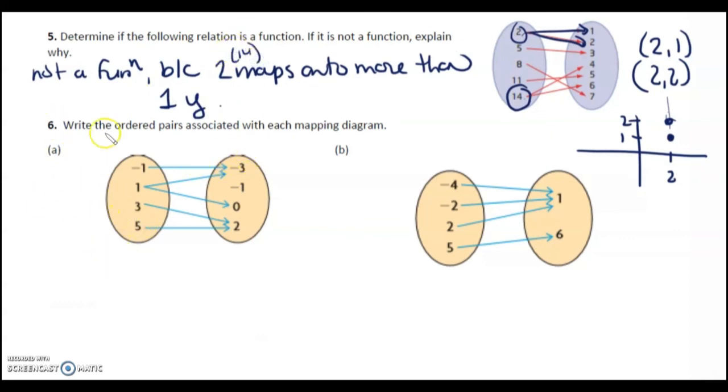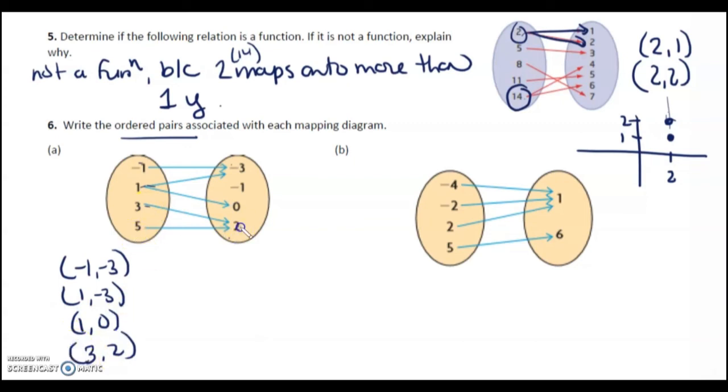Okay, and number 6, just as a practice, write the ordered pairs in each mapping diagram. So this is negative 1, negative 3. Just follow the arrows. 1, negative 3. 1, 0. 3, 2. 5, 2. Okay, and then the next one, negative 4, 1, negative 2, 1, 2, 1, and 5, 6.